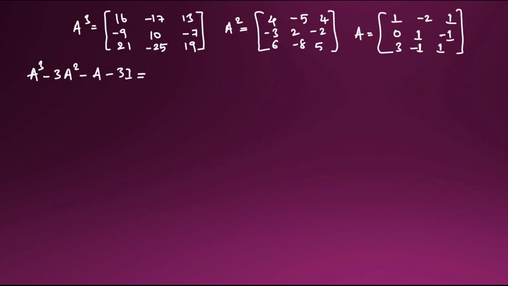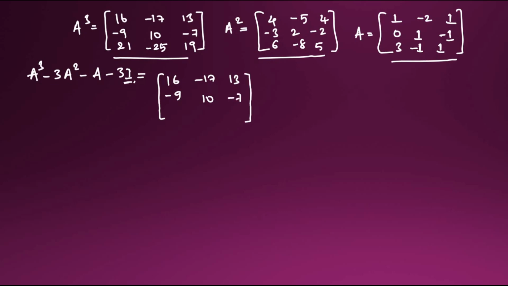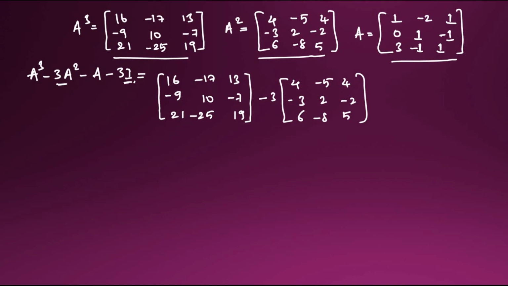So this is the total equation we have to find here. So a cube we already got, and a square we got, and a we know, and I is also known. So we substitute these values. Here first, a cube is equal to 16, minus 17, 13, and here minus 9, 10, minus 7, 21, minus 25, and 19. And here minus 3 a square. So minus 3 into the a square value, which is 4, minus 5, 4, and minus 3, 2, minus 2, and here 6, minus 8, and 5, and minus a.